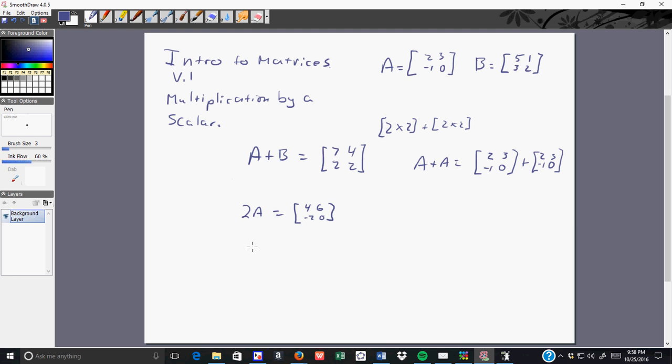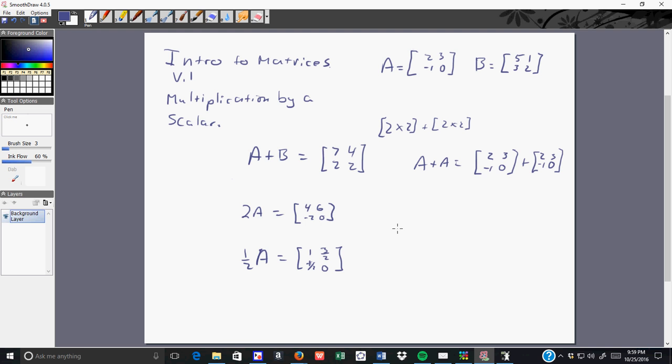We don't normally say we're going to divide, so we'd say that's a scalar. And so if we want to make it smaller, you can actually multiply by 1/2. So 1/2 of A would be 1, 3/2, negative 1/2, and 0. So you can do that as well.